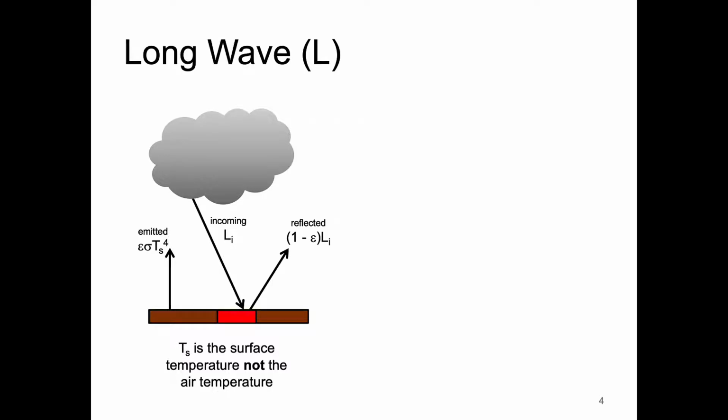So in terms of the net long wave radiation at the surface, each of these three components contribute where the outgoing long wave radiation consists of the emission term and the reflected term.